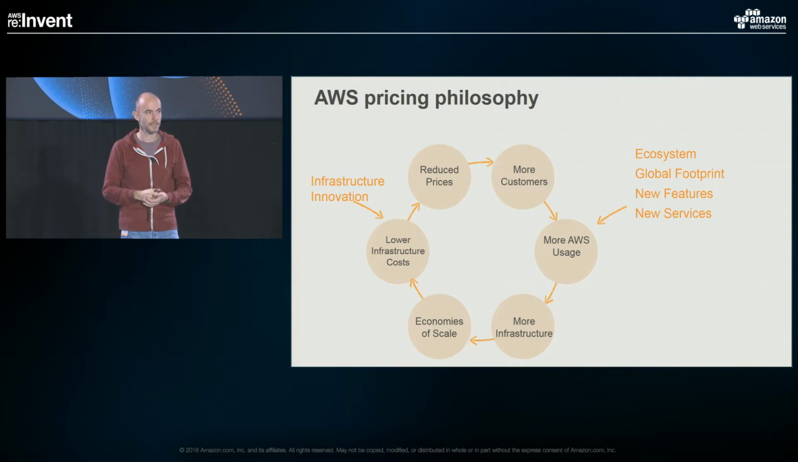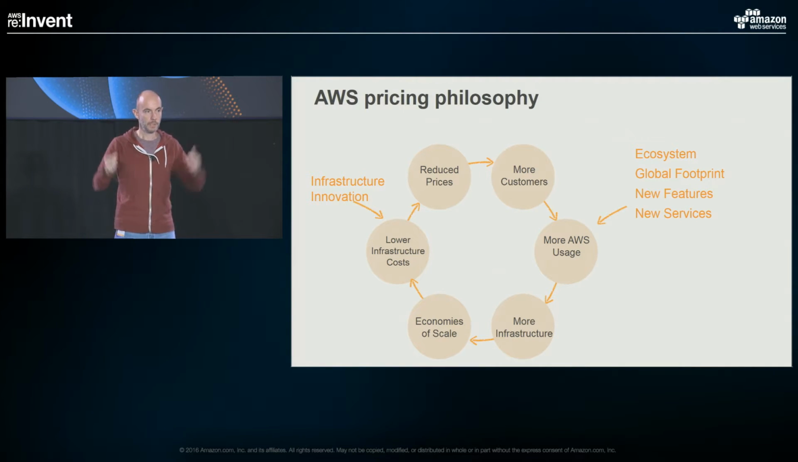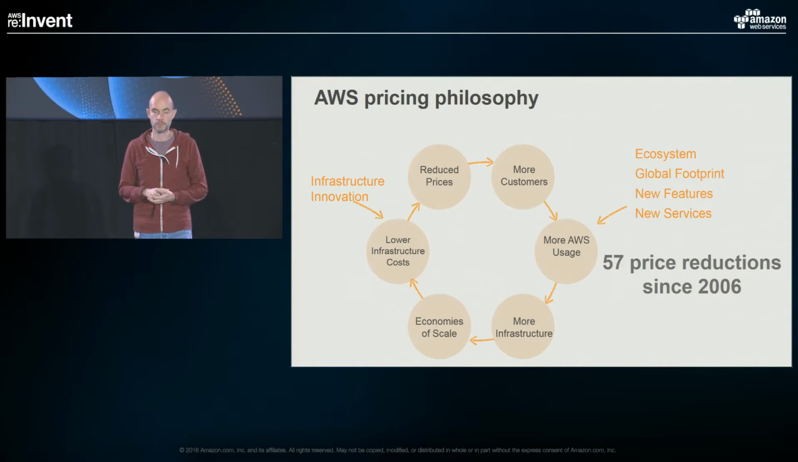He's now building his own transatlantic cables. How cool is that? So these are the things you can only do at a big scale that can help lower the costs even more, and we like to give that cost back to customers. In fact, right now, we are at 57 price reductions since 2006, since when AWS was founded.